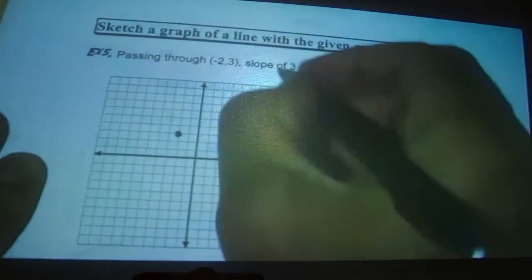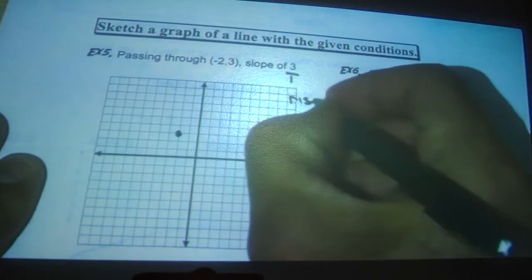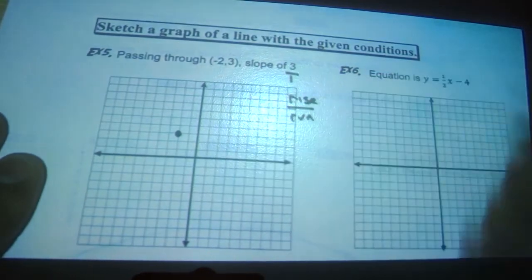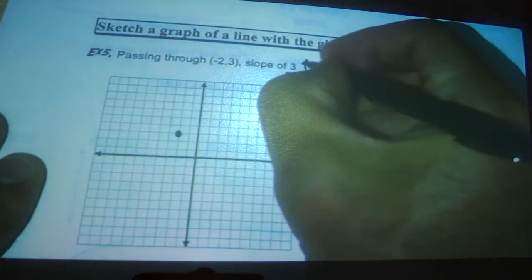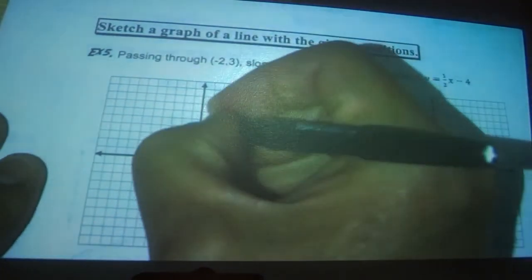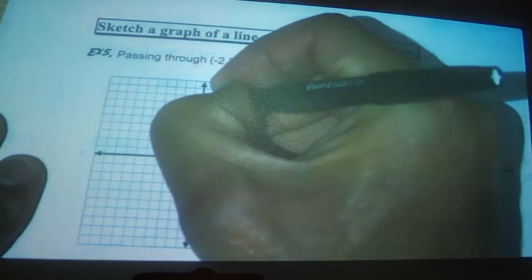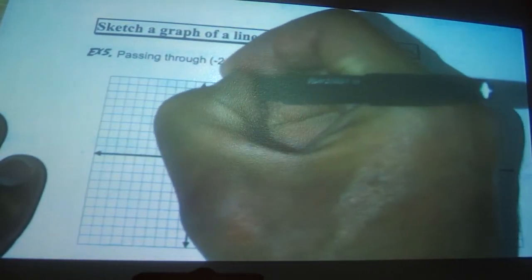Then I'm going to do my slope. Remember, slope, think of a fraction. Think rise over run. I'm going to go up 3 and over to the right 1. So from my point, I go up 1, 2, 3, over 1. Rise over run. Here we go. 1, 2, 3, over 1.